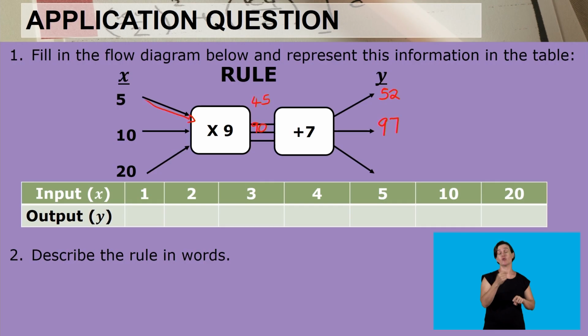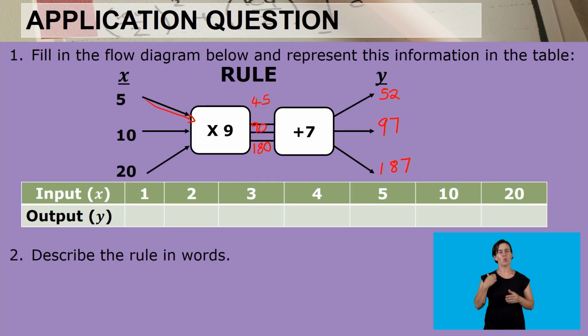And then the last input value there is a 20. We are going to multiply that 20 by 9, and that is going to give us 180. And when we add 7 on to that 180, we get an answer of 187. Let's go ahead and fill in our table from this flow diagram.